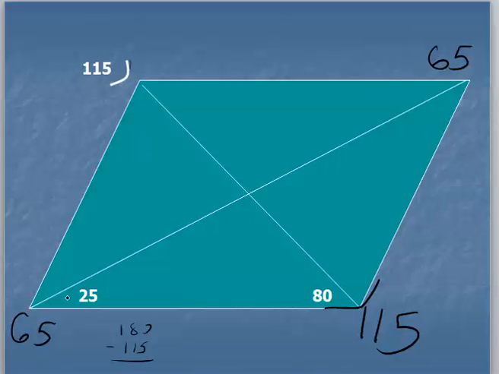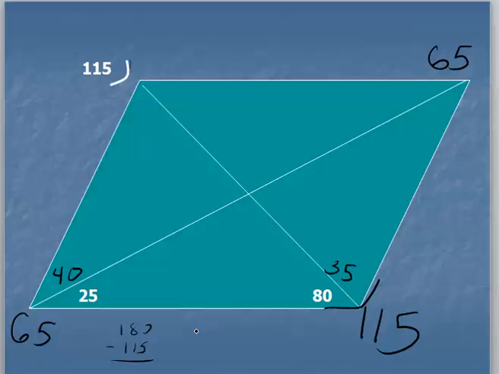Then looking into these angles, at this 65 in the bottom left, we have that part of it is 25. To find the other part, we can subtract. 65 minus 25 is 40. Down at the bottom right, the 115 will do the same thing. 80 and the missing angle have to add up to 115, so this is going to be 35.